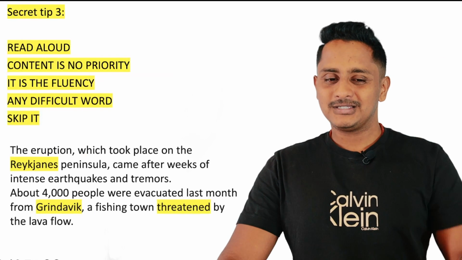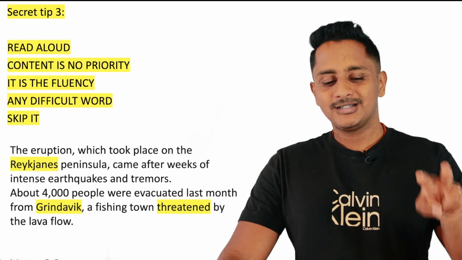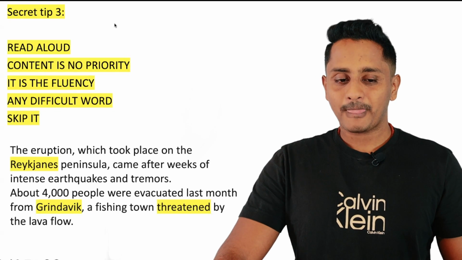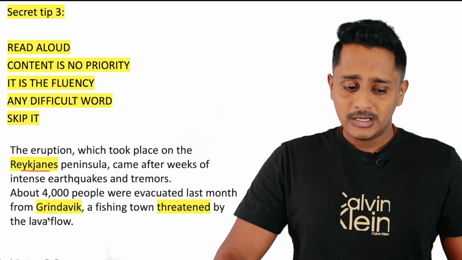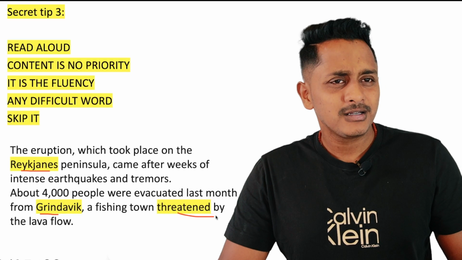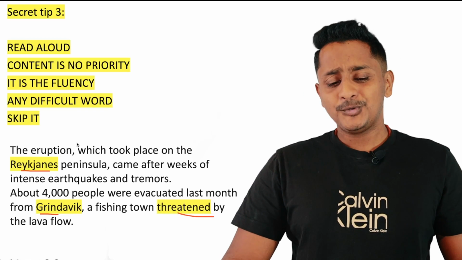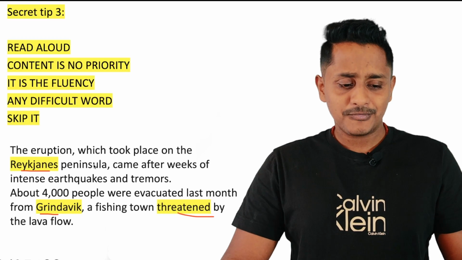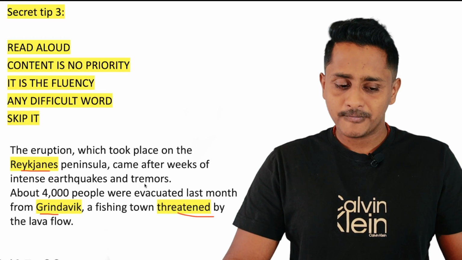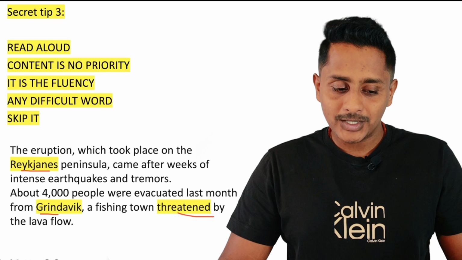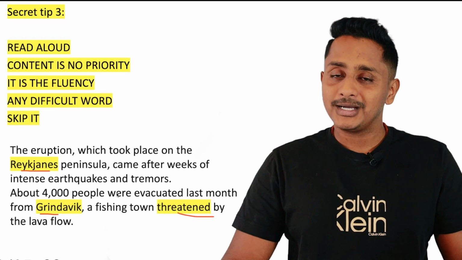Let's talk about this paragraph. I've got 3 words in yellow. So I'm going to show you these 3. I'm going to skip them, and yet I maintain that fluency to get full marks. The eruption which took place on the peninsula came after weeks of intense earthquakes and tremors. About 4,000 people were evacuated last month from a fishing town by the lava flow.